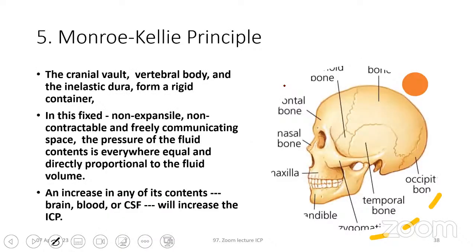The cranial vault, the vertebral body, and the inelastic dura form a rigid container. In this fixed, non-expansile, non-contractible, and freely communicating space, the pressure of the fluid contents is everywhere equal and directly proportional to the fluid volume. An increase in any of its contents, the brain, blood, or CSF, will increase the intracranial pressure.